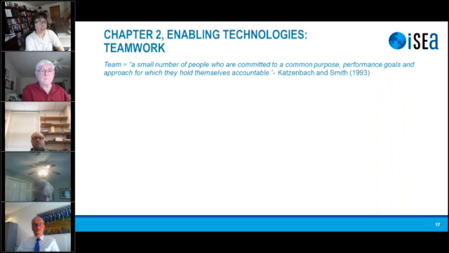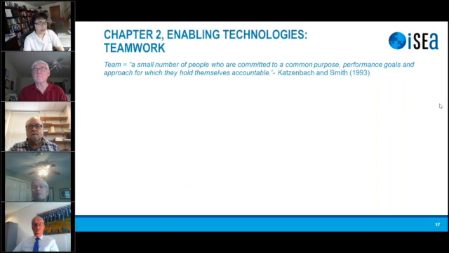The third enabling technology that we address in chapter 2 is teamwork, and we define a team the same as Katzenbach and Smith do in their seminal work, The Wisdom of Teams, as a small number of people who are committed to a common purpose, performance goals, and approach for which they hold themselves accountable.